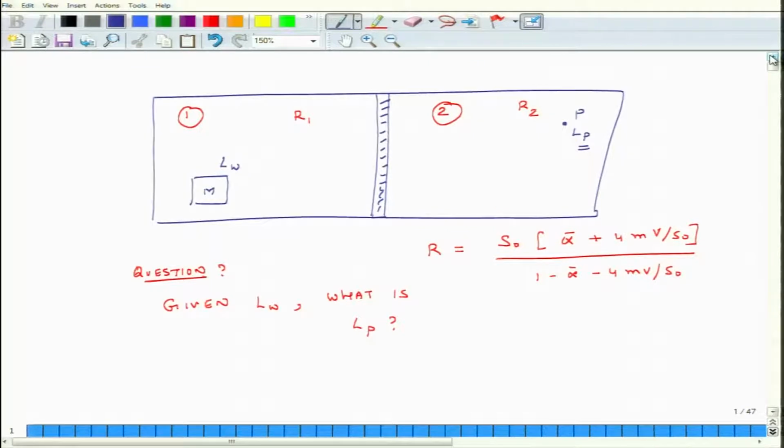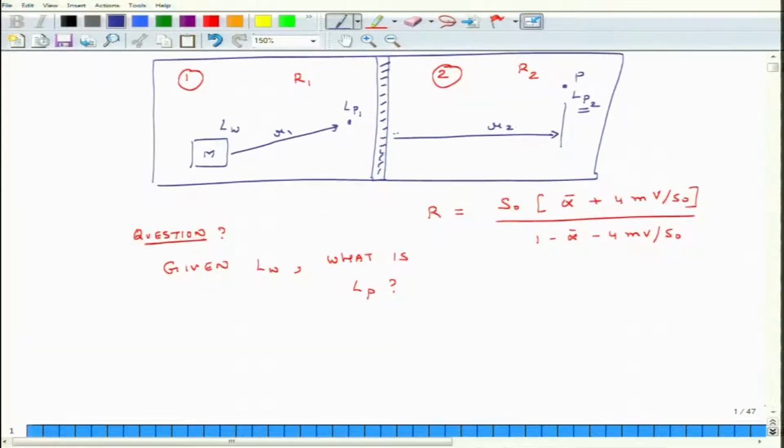In this room I will call the sound pressure level LP2, and suppose this is a point in this room. This is LP1, and the distance between the machine and the point here is R1, and the distance from the wall to this point is R2. With this context, I will directly give the result and then we will learn how to use it, because that is the more important thing about this course.